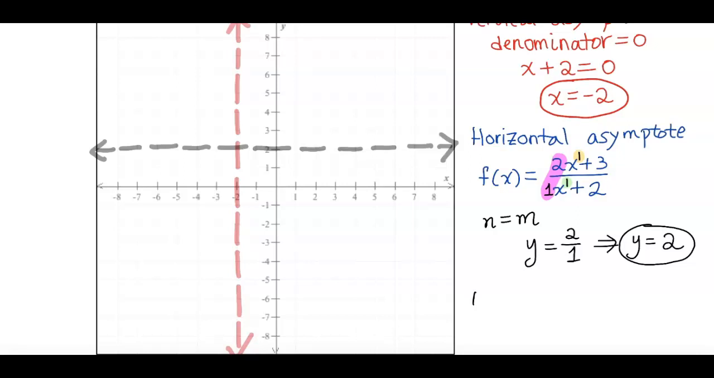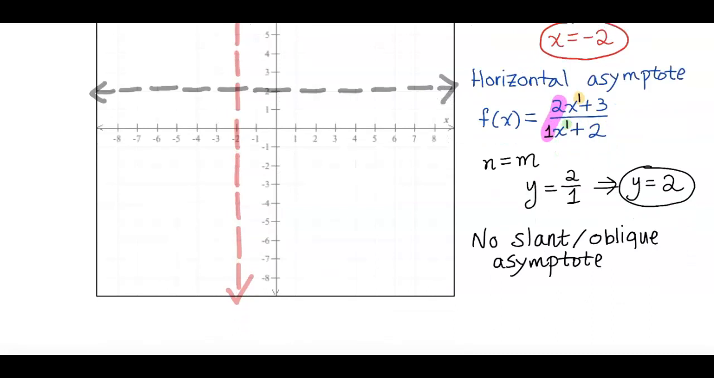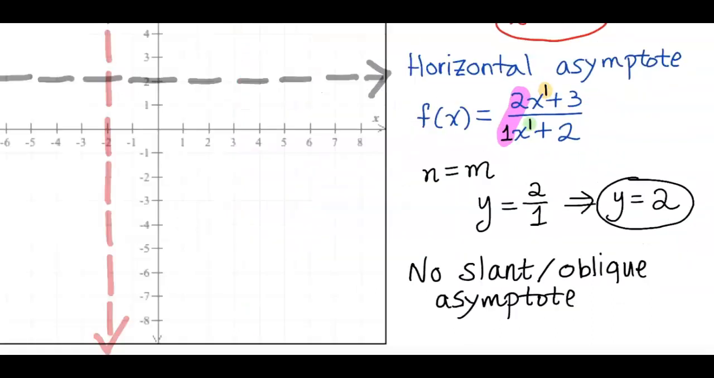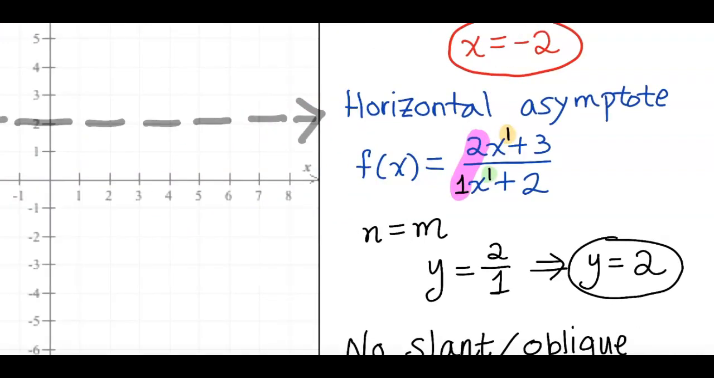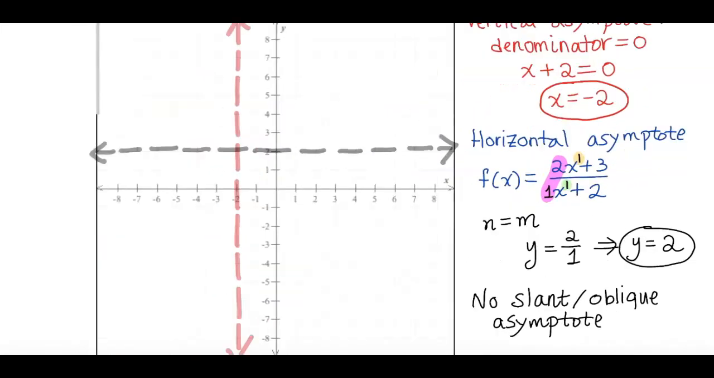No slant or oblique asymptote, because n equals m. Remember, for it to have a slant or oblique asymptote, the degree of the numerator has to be bigger than the degree of the denominator by exactly 1. When they are the same, then it's not. So when you have a horizontal asymptote, guys, you're not going to have a slant asymptote. So we're ready to graph this function.